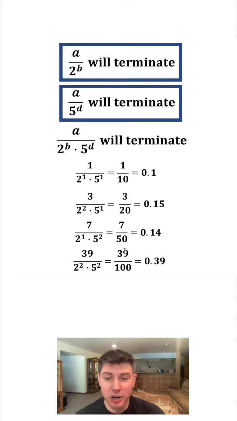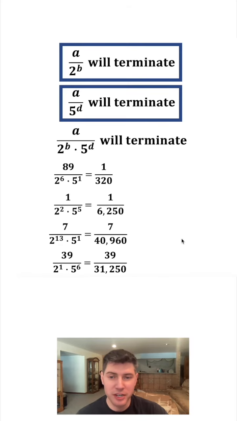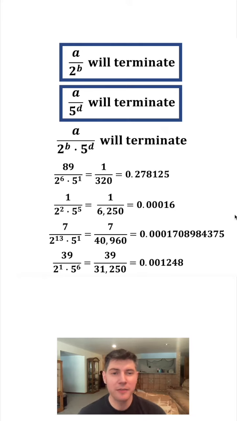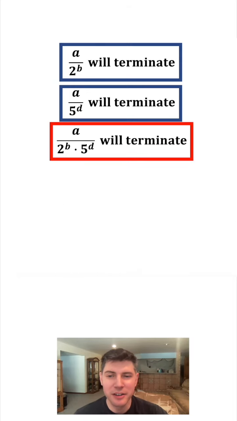They all go into 100 evenly, so it's pretty easy to convert those into decimals, but it's also true for crazier ones, like 1 over 320, 1 over 6,250, 7 over 40,960. All of these have terminating decimals. These are just some examples. I'm not actually proving it here, but this right here is a fact.